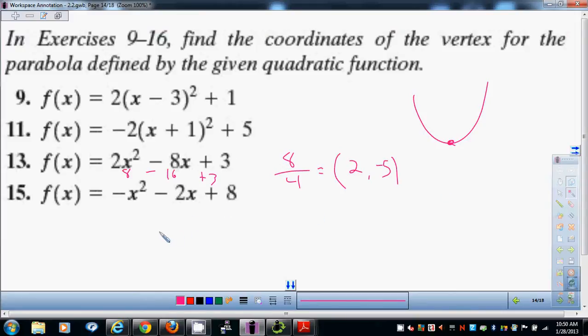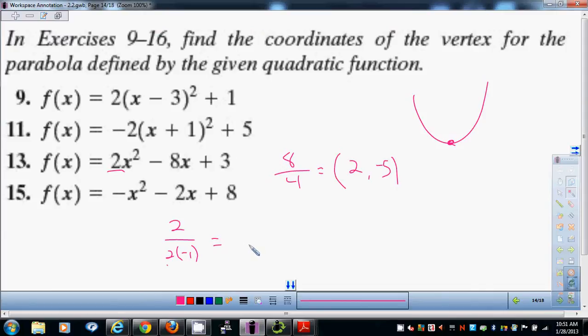Negative b over 2a, that was the formula you wrote down. Negative b, so negative negative 8 over 2a, 2 times 2, 8 over 4, 2. Next one: negative b over 2a is going to give me what? I heard mumbles. Negative 1.